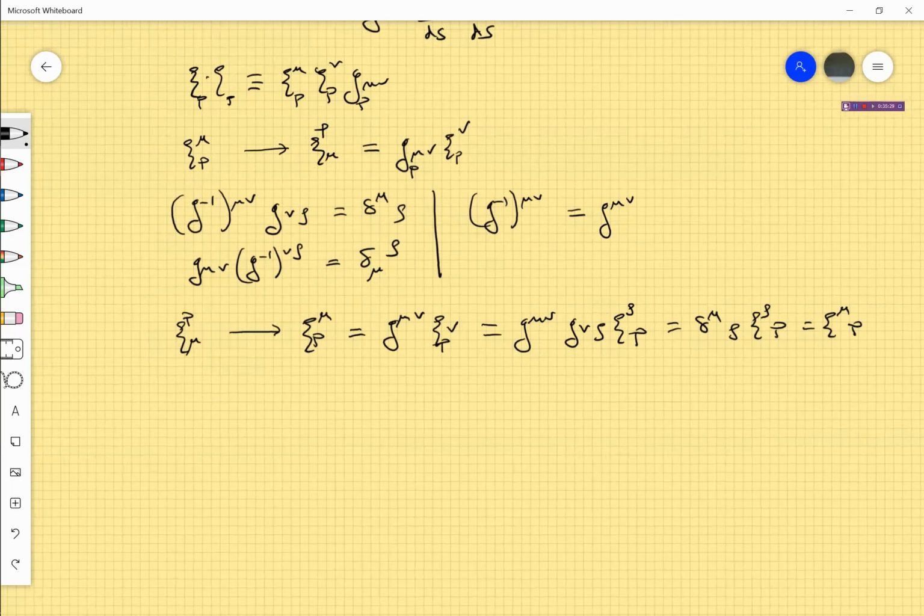This operation of associating a one-form to a vector and vice versa is called lowering the index or raising the index, and it is understood that basically it is the same object, or it contains the same fundamental information, but it is represented in two different forms. This is why we just say that it is some object that we call psi, and we raise or lower the index on that object.